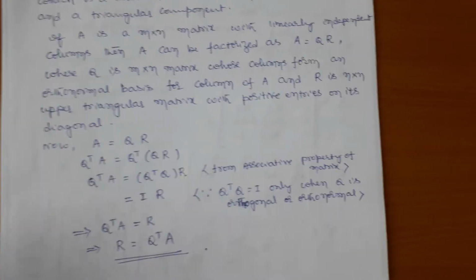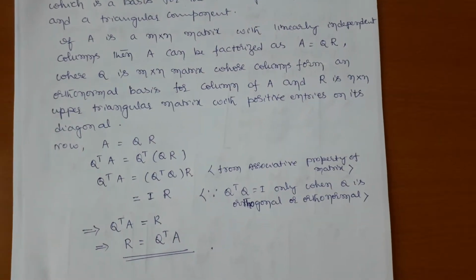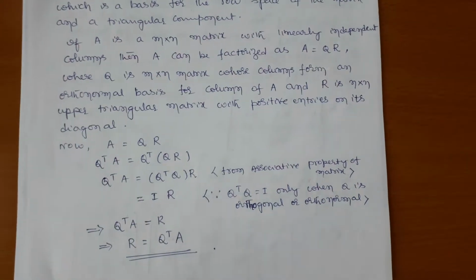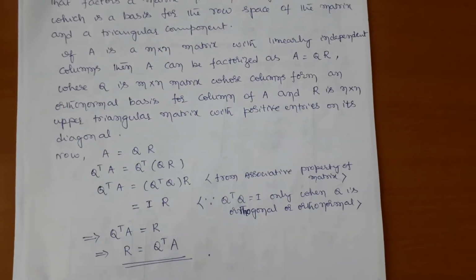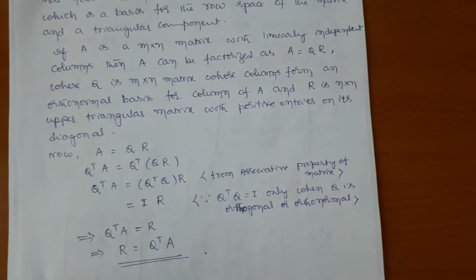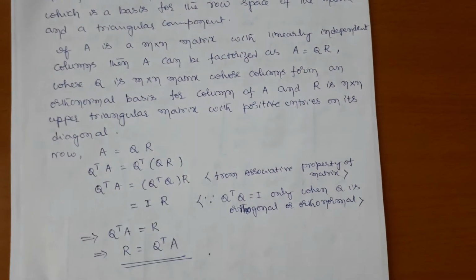Suppose we get an upper triangular matrix R, but any one of the values on the principal diagonal is negative and not positive, then you have to recheck. Maybe you made a mistake somewhere. If you satisfy these two conditions and then you multiply Q into R, you get A.